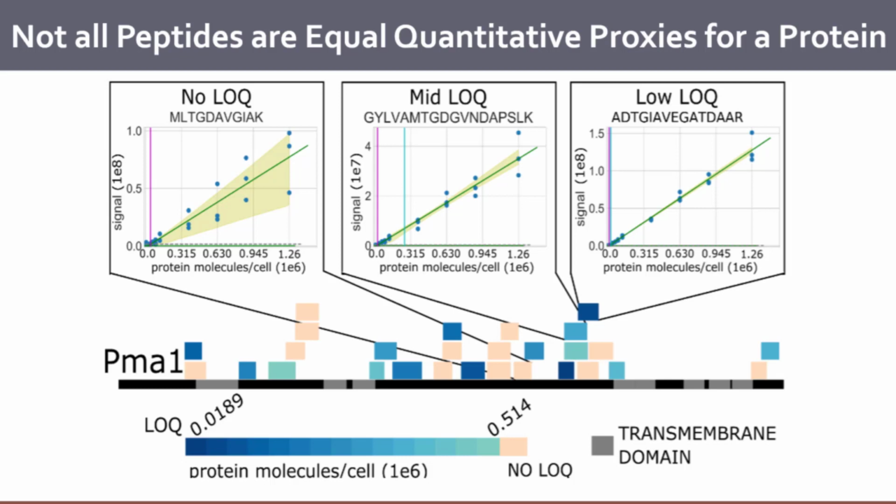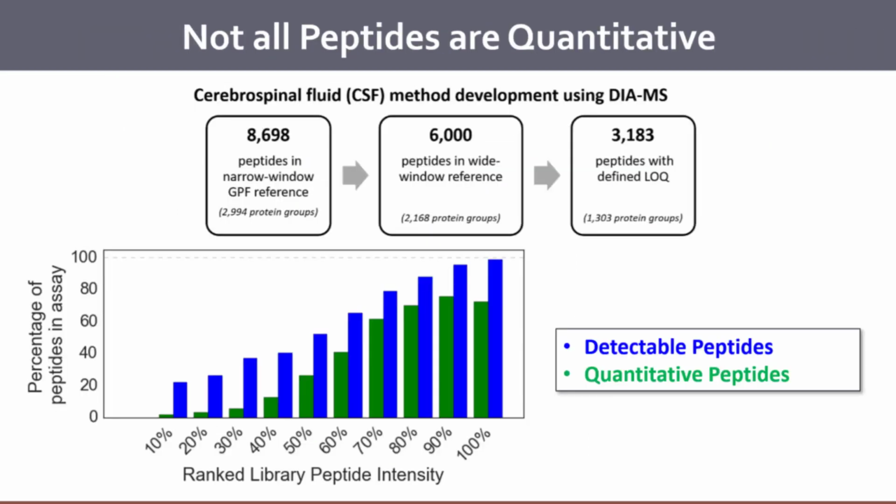I'll point out that a lot of times people start to refer to this, especially in the TMT world, as ratio compression. It's not really ratio compression. It just means that one of your signals is below the limit of quant and the other one is in the linear range. It's as simple as that: they haven't defined the linear range of the measurement, so one of the measurements is below the limit of quant. It can get a little bit depressing at times, because there are lots and lots of things that we can detect in certain samples and matrices, but not all of them are quantitative.